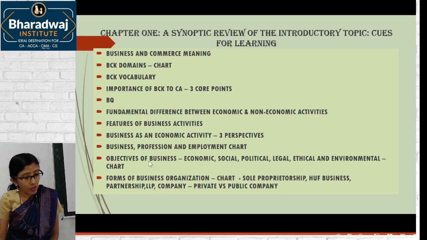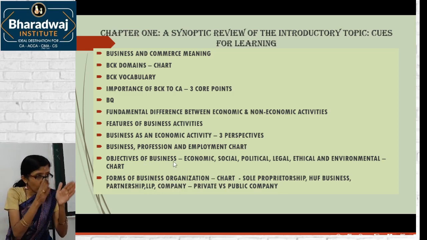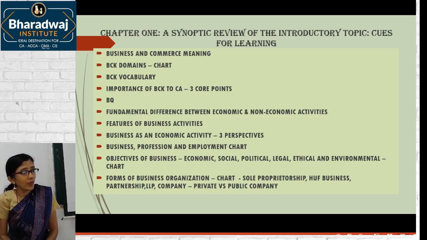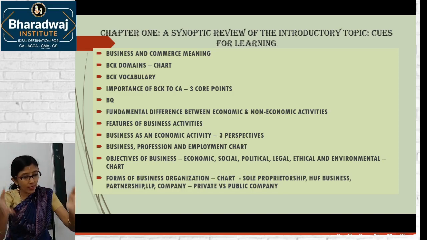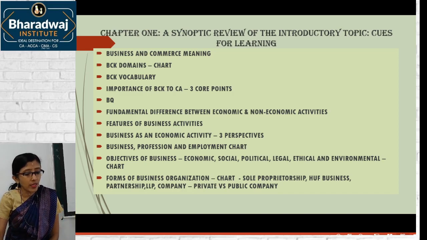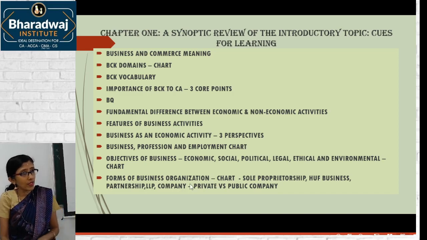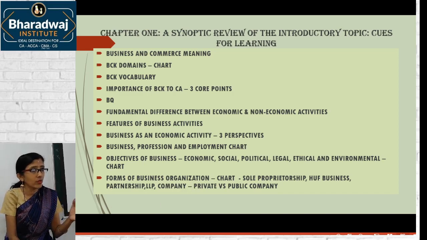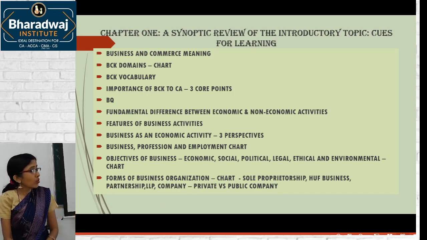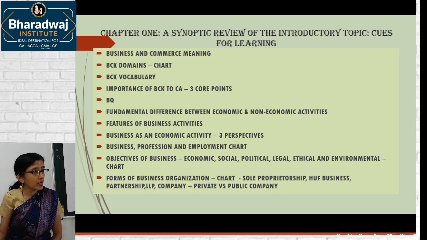And objectives of business, not only for this business economic segment also. And if you study from this, all the more it's very clear in the form of a chart. I have shown you, I've also illustrated the chart. And forms of business organization, I think right from the +1, +2 level, you have knowledge of this, isn't it? Different forms: sole proprietorship, Hindu undivided family business, partnership, limited liability partnership, and companies. Private versus public companies, okay?